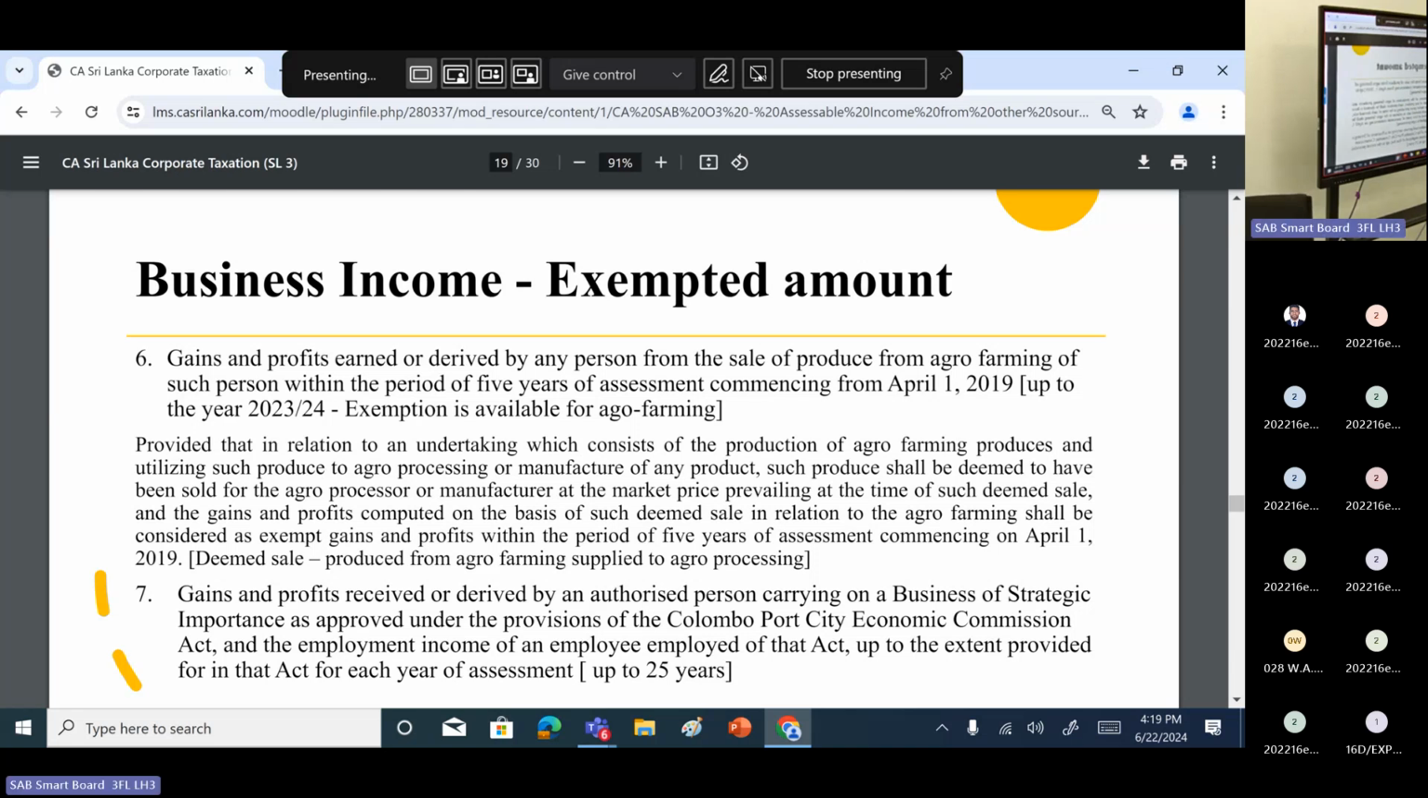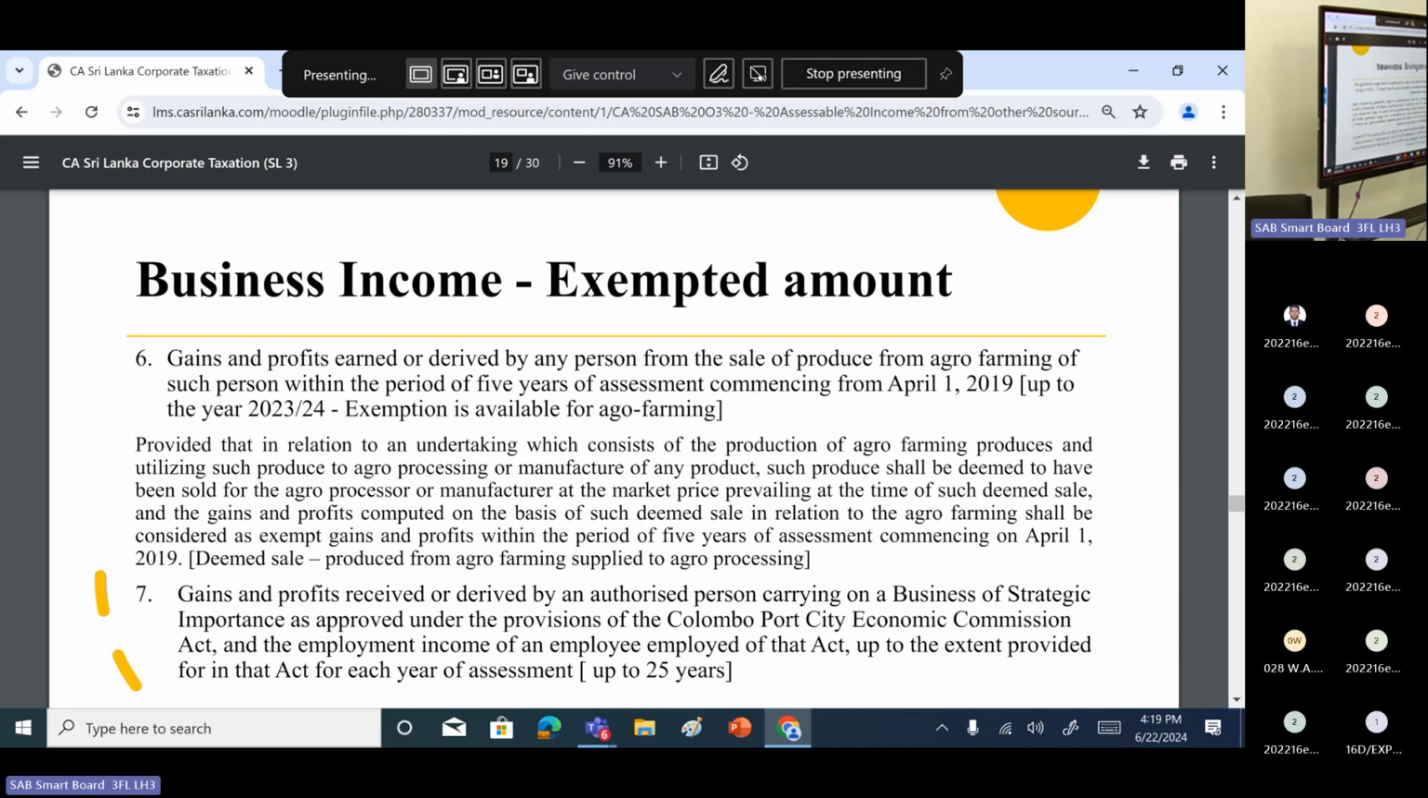Production is happening by the intervention of mankind. Here, produce, right? So agro farming is that particular industry, or the particular business, giving the basic form of that agricultural industry. So that is exempt for 5 years.